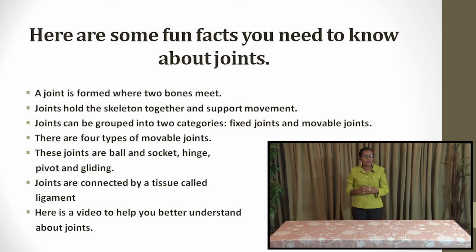There are 4 types of movable joints. These joints are 1. Ball and socket, 2. Hinge, 3. Pivot, and 4. Gliding. Joints are connected by tissues called ligaments. Here is a video to help you better understand more about joints.